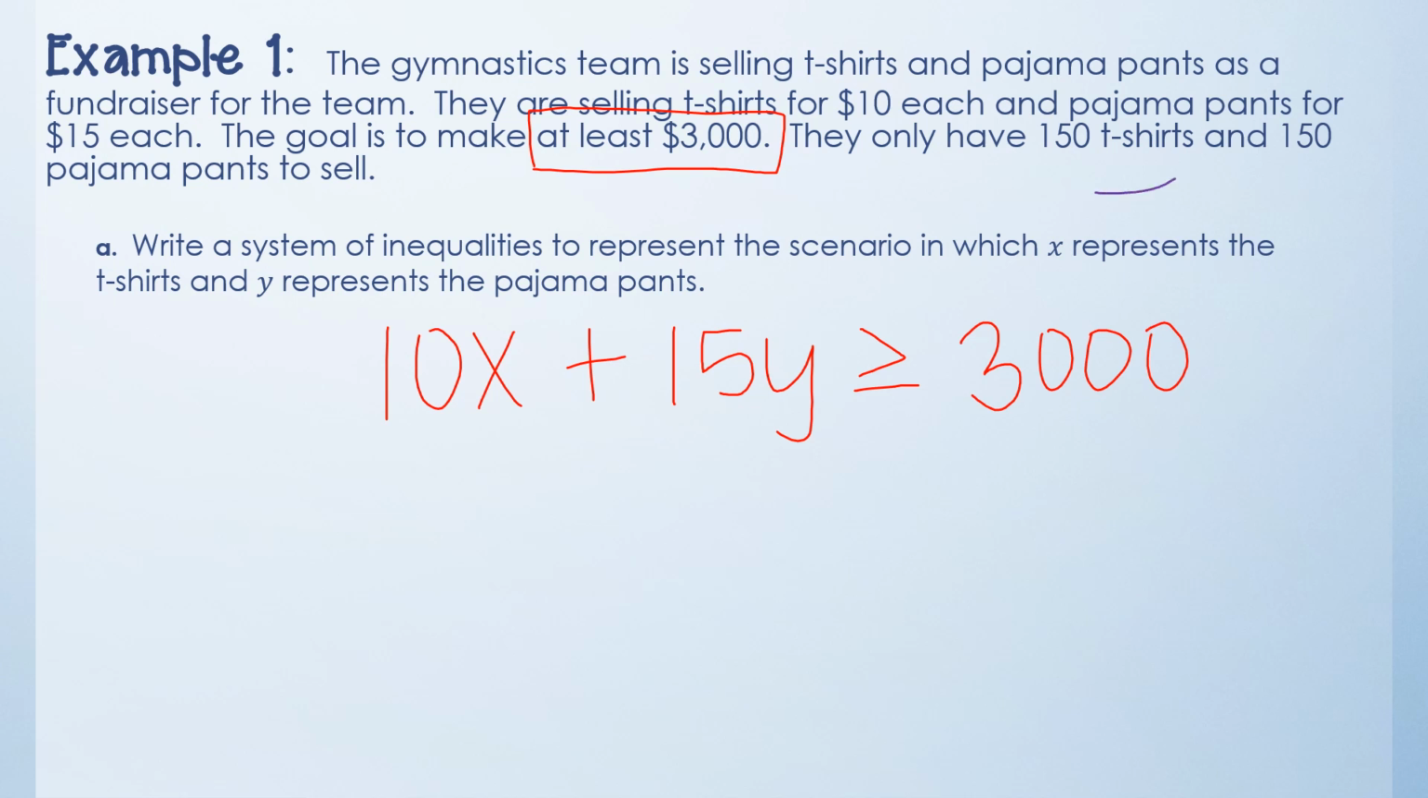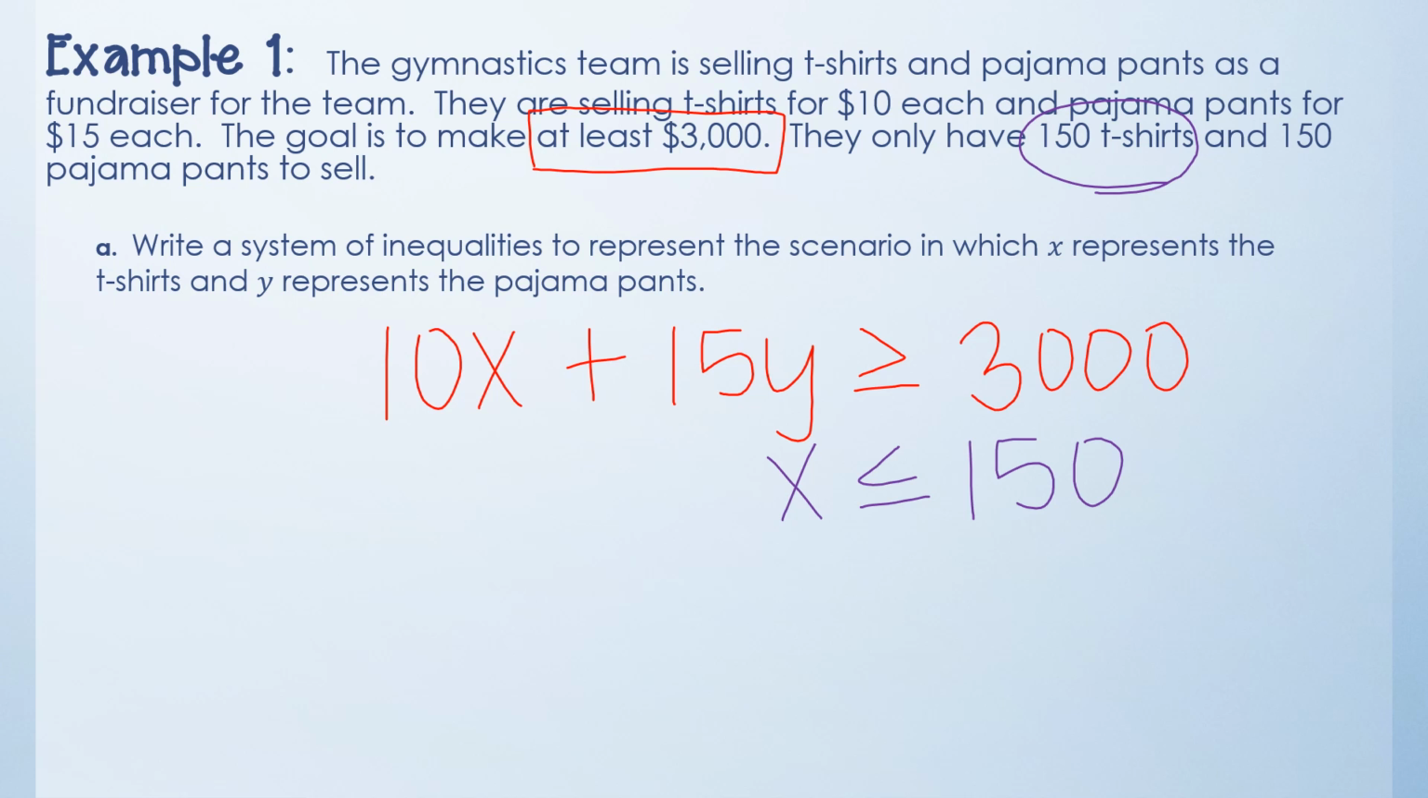So they only have 150 t-shirts. So what does that mean? That means they can't sell more than 150 t-shirts. It is a total, but it's not total combined t-shirts and pajama pants. It's just the t-shirts. So t-shirts was represented by X in this scenario. What does X need to be? It needs to be any number that is less than or equal to 150. Okay, 150 is the maximum because that's all that they have. So they're not going to be able to sell what they don't have.